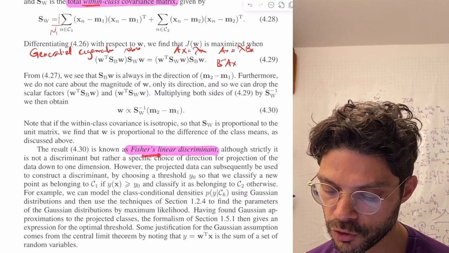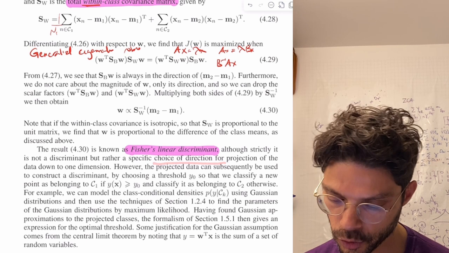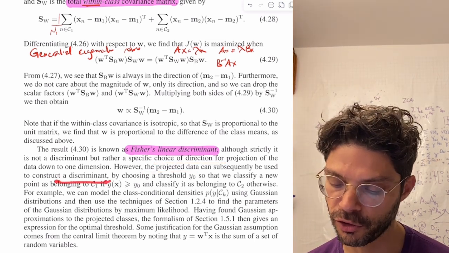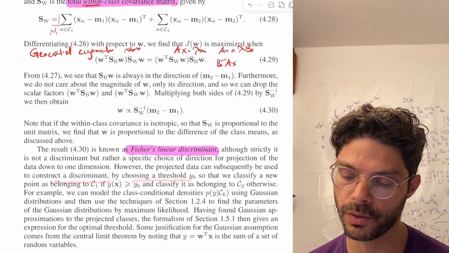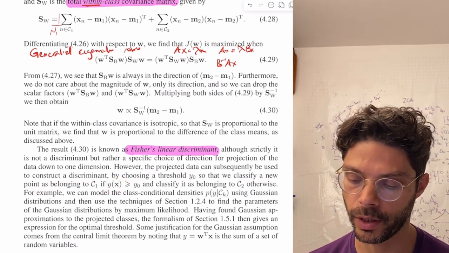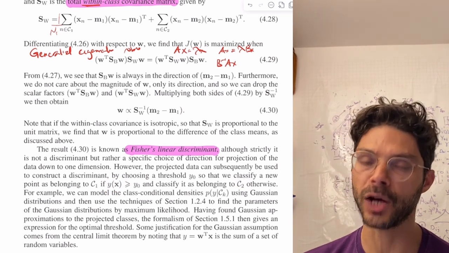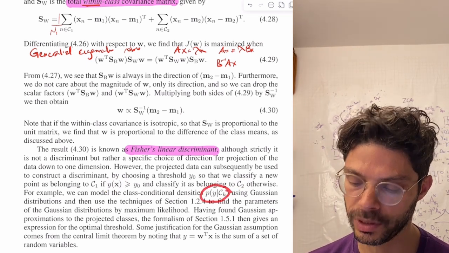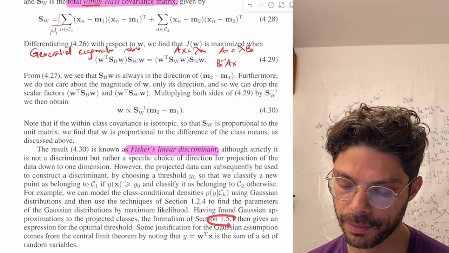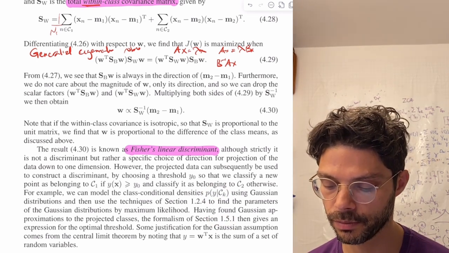The result is known as Fisher's linear discriminant, although strictly it's not a discriminant, just a specific choice of direction of projection for the data. Technically that's the case. But we can construct a discriminant by choosing a threshold, so that we classify a new point as belonging to C1 if the projection is greater than y naught, and C2 otherwise. How do we go about doing that? We can model the two classes using Gaussians, using maximum likelihood to get the parameters, and then use methods we learned in earlier sections to pick a threshold between those.